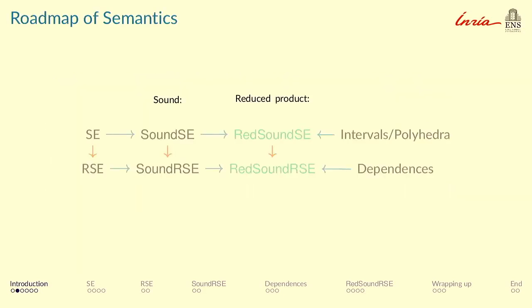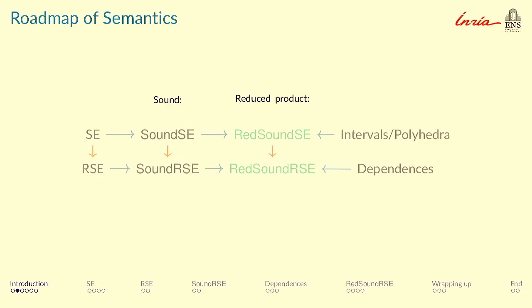During the talk, I'm going to be building up different semantics. Symbolic execution and dependencies are going to be the building tools that we're going to see to get to our result, which is RedSoundRSE. I also have a different semantics of symbolic execution, but because of time, I won't be able to show it to you. It can be seen in the paper.